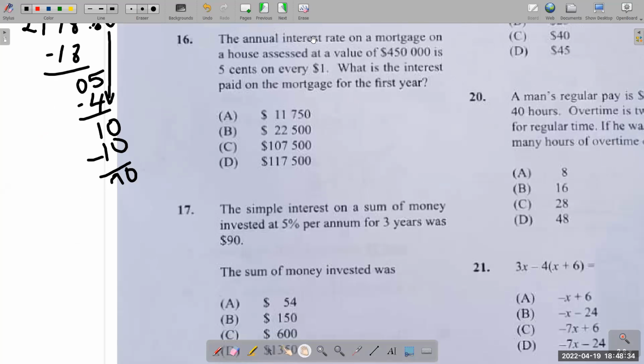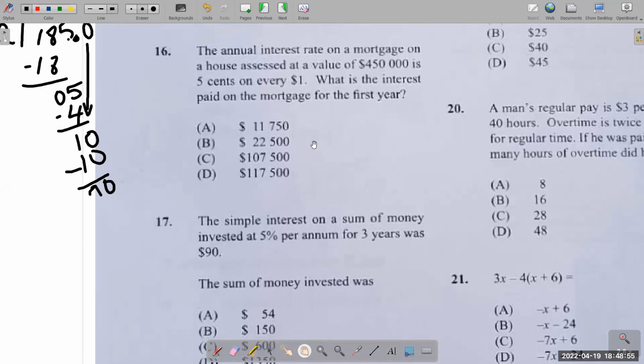16, the annual interest rate on a mortgage of a house assessed at a value of 450,000 is 5 cents on every dollar. So that means for every dollar, you gotta pay 5 cents. What is the interest paid on the mortgage for a year, for the first year? So what do we do, guys? We need to find out how many 5 cents we could get from this, right or wrong?